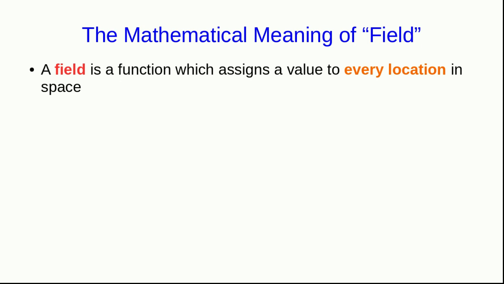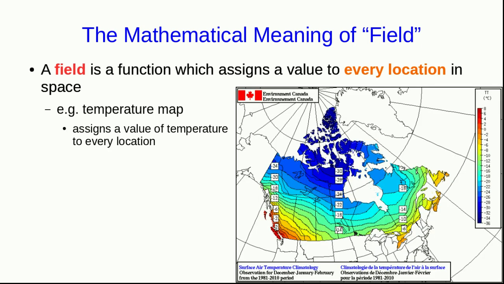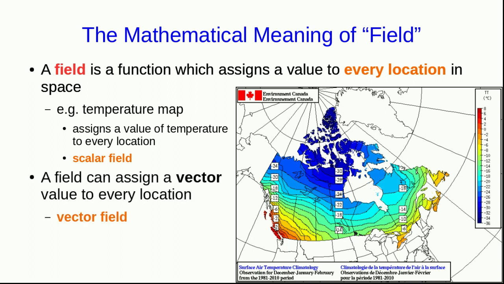The field I'm describing is what we would call an interaction field that governs the interaction between particles. The more general mathematical meaning of field is useful because an interaction field is a more general mathematical field. So a field is just a function which assigns a value to every location in space. That may seem abstract, but you've actually seen them regularly. For example, a temperature map assigns a value of temperature to every location. So it is an example of a field in the mathematical sense. Notice that temperature is a scalar, and so this is a scalar field.